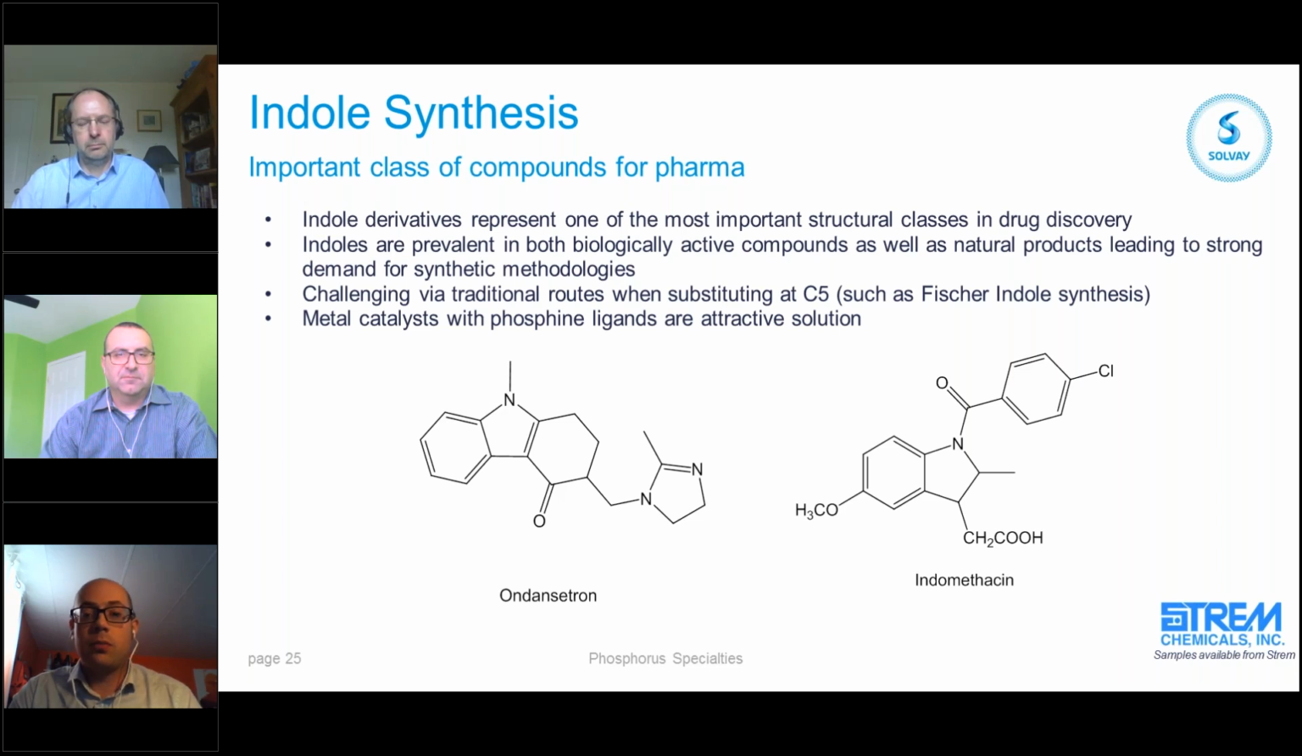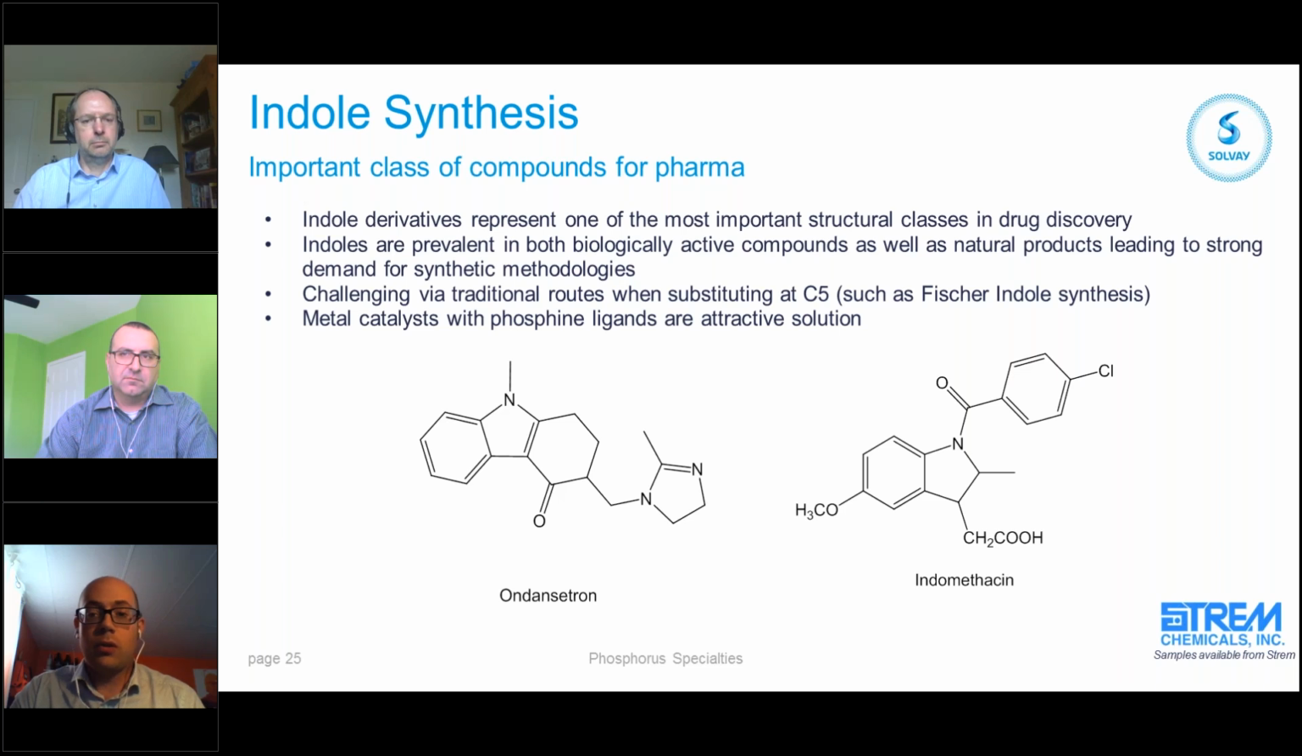Another very large and important class of chemicals for pharmaceuticals and life sciences is indoles. They represent one of the largest structural classes in drug discovery. So there's always activity around new ways to do this type of synthesis. Highlighted on the bottom are just two examples of commercially available materials that have indoles in them. Ondansetron is a nausea drug, and indomethacin is an anti-inflammatory drug.